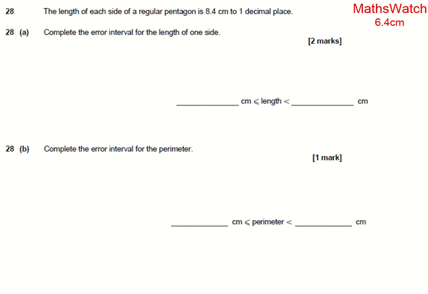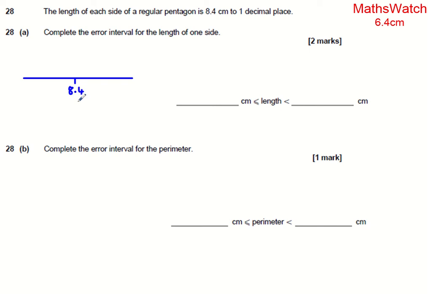And the final question, question 28. The length of each side of a regular pentagon is 8.4 centimeters to 1 decimal place. Complete the error interval for the length of one side. So I'm going to draw this on a number line so it can be visible. So we've got 8.4, and that's going in the centre.